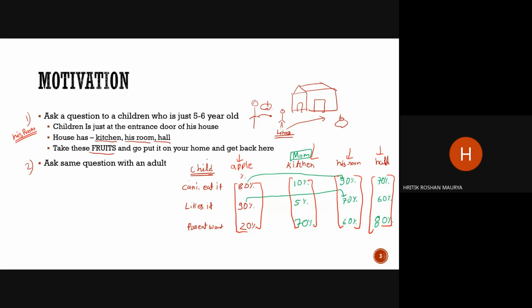So for Apple, the more likely match for a child is his room, right? Or you can say, if you don't get it, chocolate is more likely. But if it is an adult, adult can also eat. But do adults like it most? No, they like it less. Do parents want them? Yeah, more likely they want them. So for an adult, this apple will match with the kitchen.